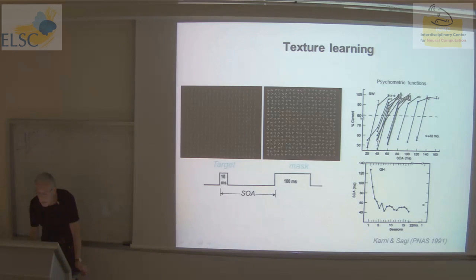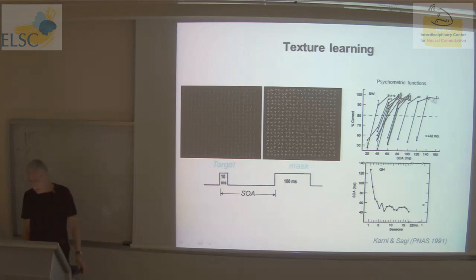This is a psychometric function, percent correct as a function of stimulus onset asynchrony, the time between the target frame and the mask frame. Performance is between 50% and 100%. 100% is perfect, 50% is just guessing, chance performance, because there are 2 alternative responses, vertical or horizontal.